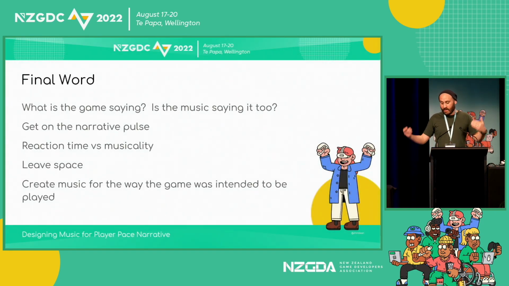Leaving space. This is probably a big choice for me, being the sound designer, trusting that sound design has a role and music has a role. You don't need to paint the whole wall one color. Leave some area so that you've got some contrast, and when you need to, you can punch hard because you've allowed that space. And create music for the way the game was intended to be played.